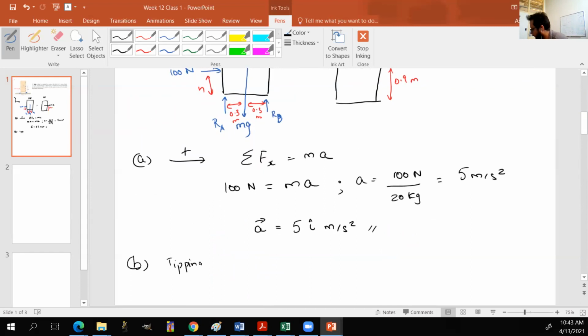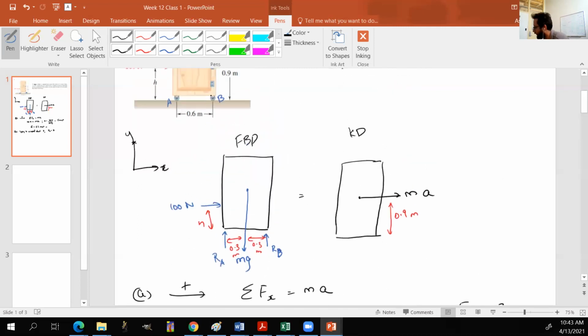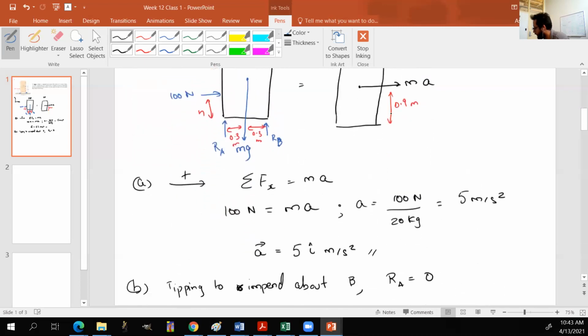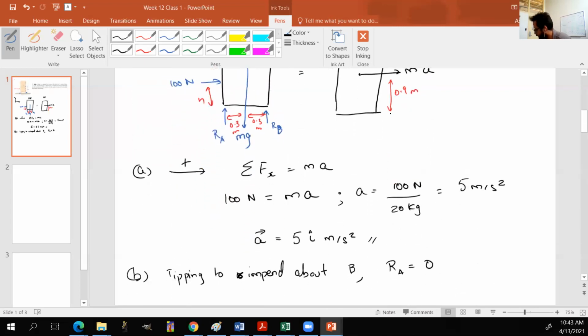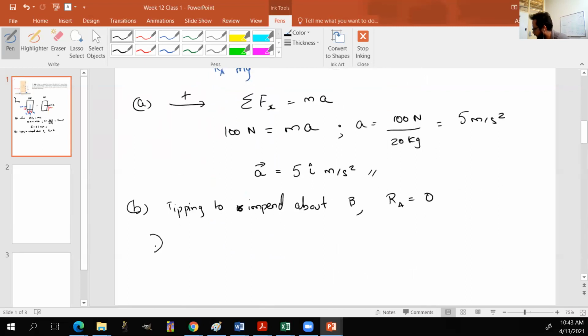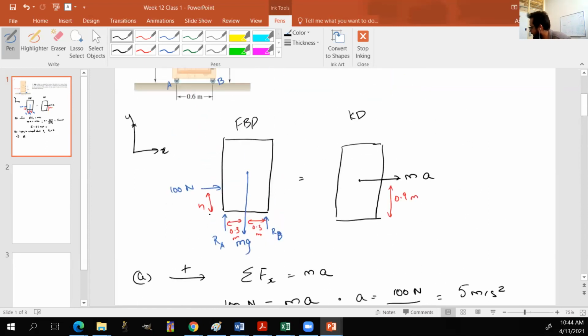So with tipping impending about the point B, the reaction force RA is going to equal 0, because it's going to start tipping. And let's consider clockwise moments to be positive, just for the sake of making things easy. Now, when you're doing this for tipping about B, what's the easiest point to take the moments about?